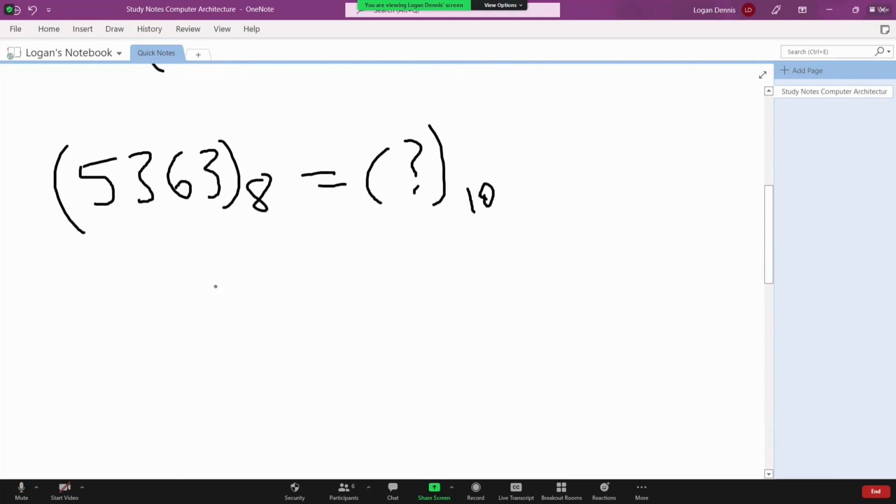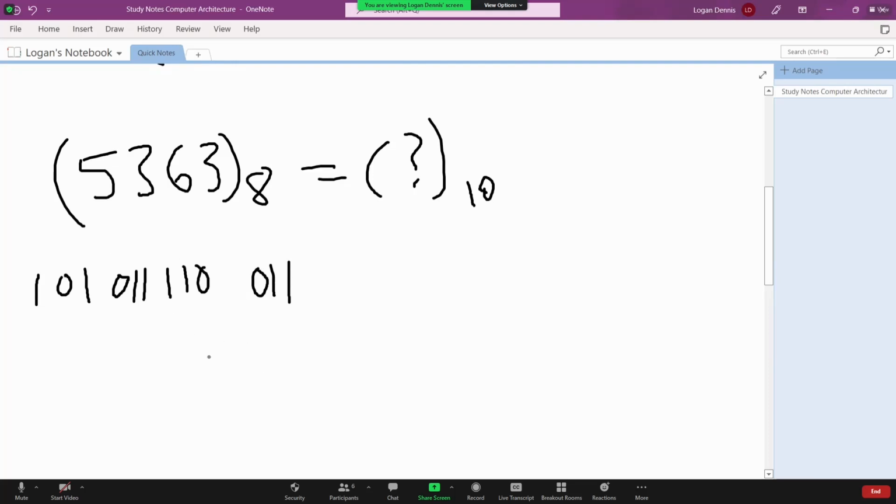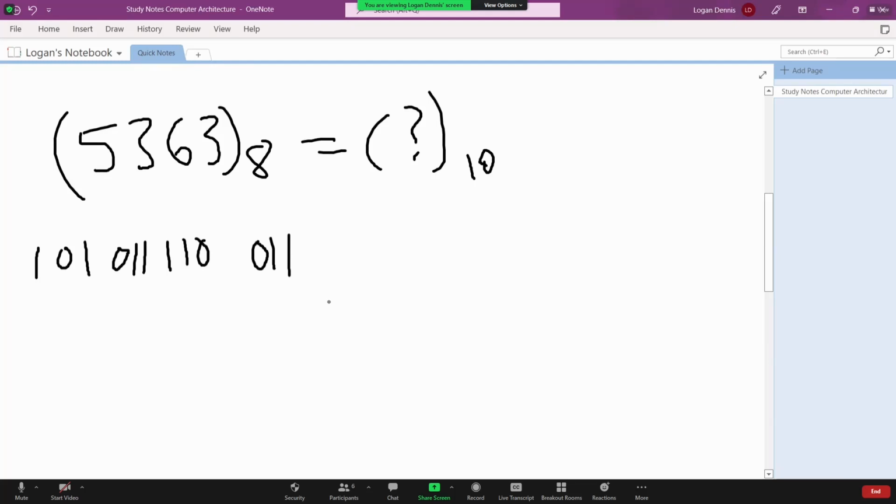Okay, 5 is 101. I wonder if it's easier in this case to do the divided by 2 method. It might be, unless you know that many placeholders for base 2. Okay, so 5 is 101, 3 is 011, 6 is 110, and 3 is 011. I just do the divided by 2 method. That's how I do everything.